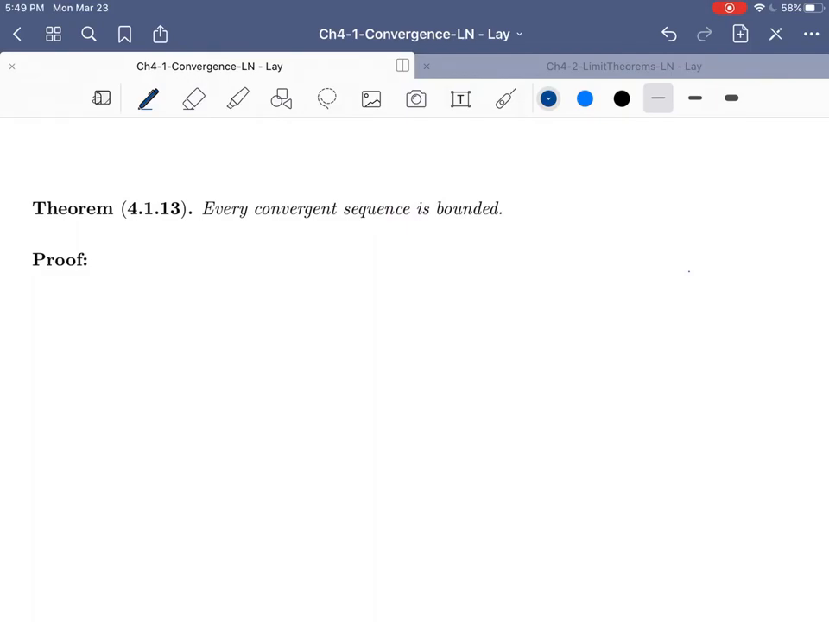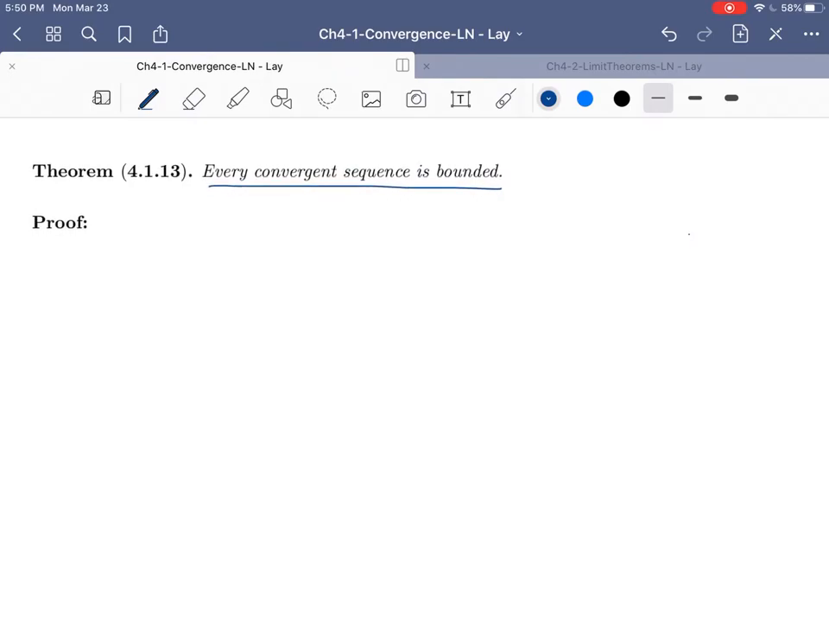Our theorem here we have is every convergent sequence is bounded. So if we have a sequence and that sequence is going to something, then it is bounded. So when you look at the absolute values of all of the terms of the sequence, there is some value of M that they are all smaller than. Right, so let's prove this.